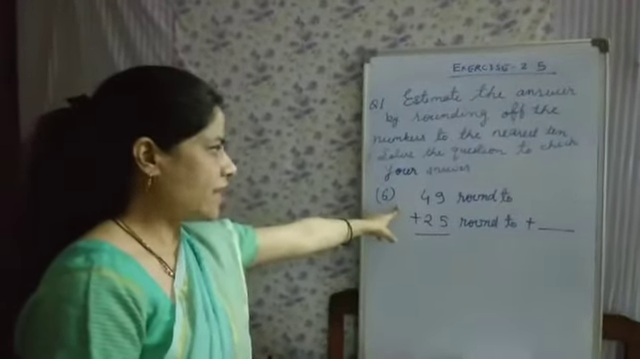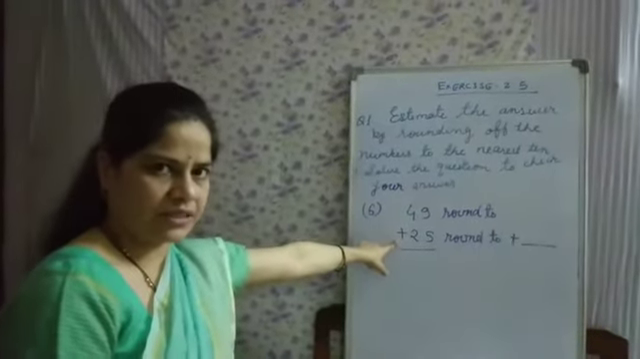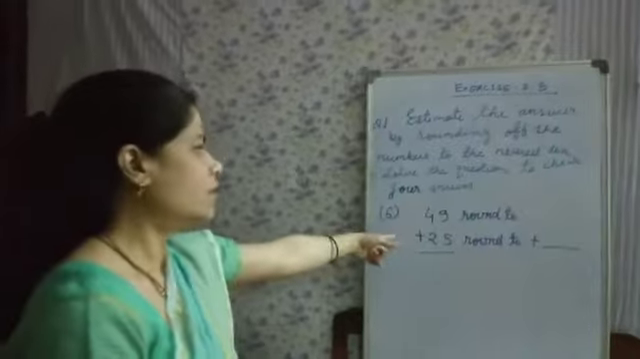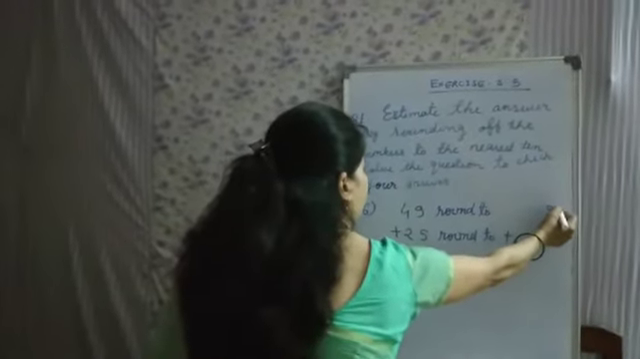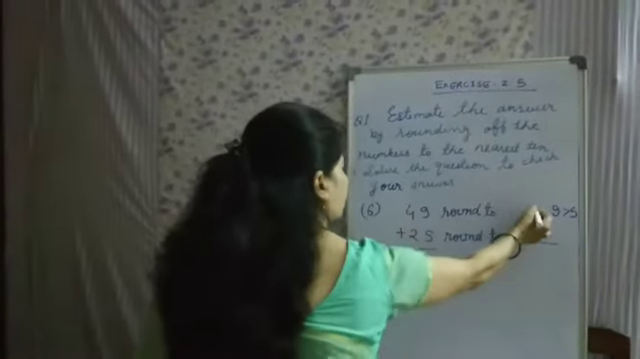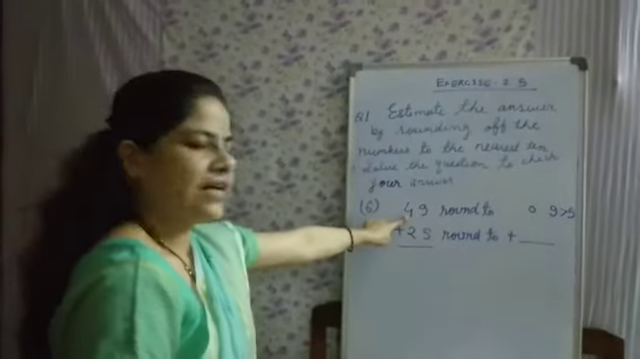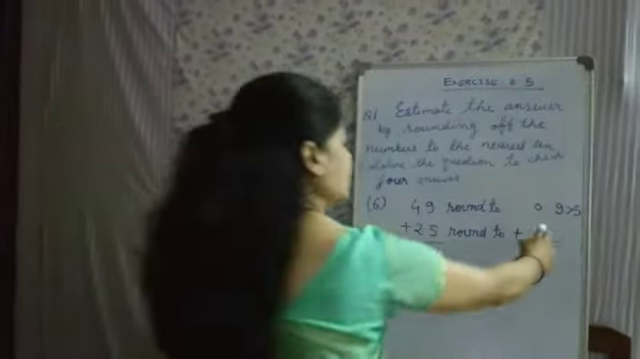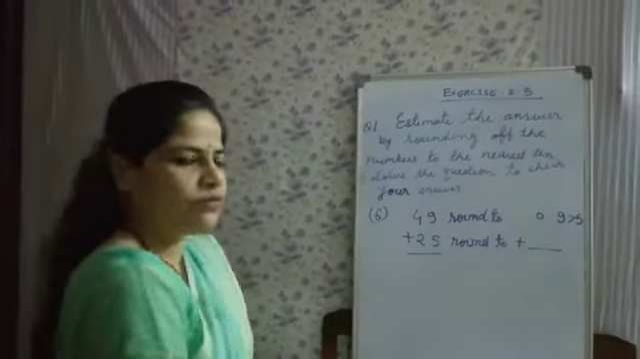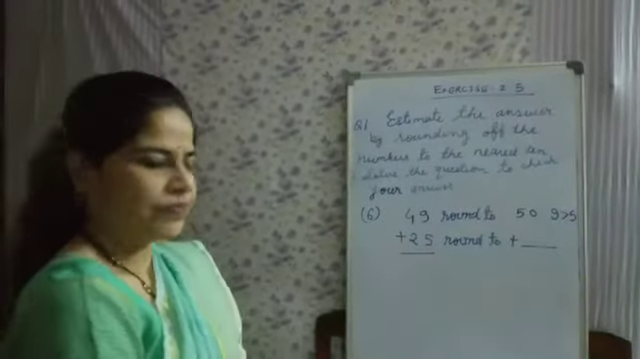So before that you have to round off 49 to the nearest 10 and 25 to the nearest 10 and find the estimated sum. Here in 49 on ones place here is 9. 9 is greater than 5. So put 0 at the place of 9 and see the tens place digit. Here tens place digit is 4 and since here 9 is greater than 5, you have to write the next digit of 4 which is 5.